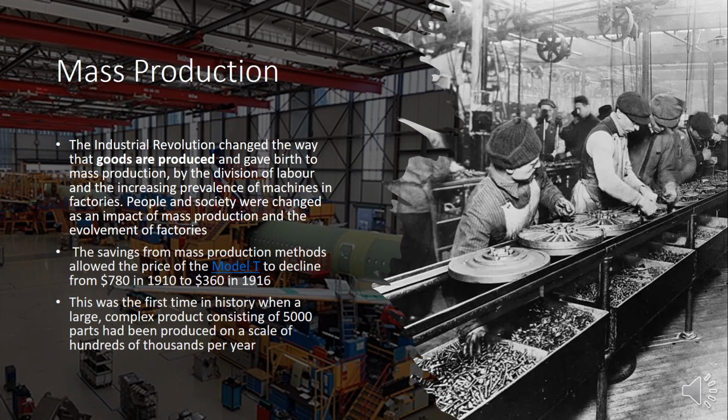The savings from mass production methods allowed the price of the Model T, the first car that Ford produced, to decline from $780 to $360 in 1916. Of course, these prices look small to us now, but way back then they were very expensive. It's comparable maybe to a 30,000 US dollar, or 30 to 40 grand, 50 grand vehicle, which is the normal price of a brand new car.